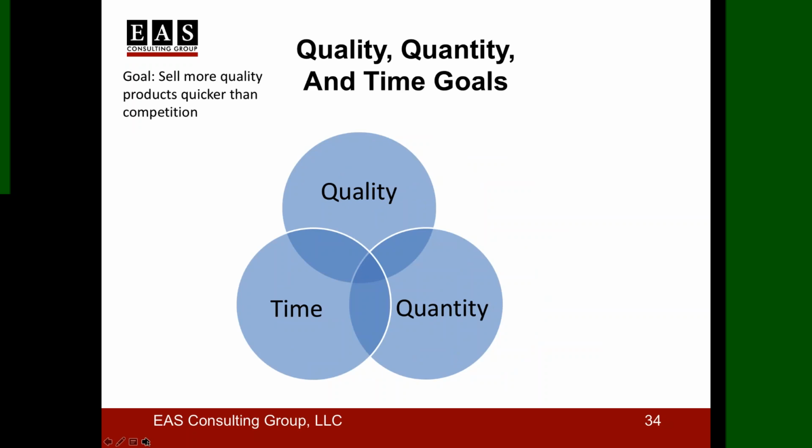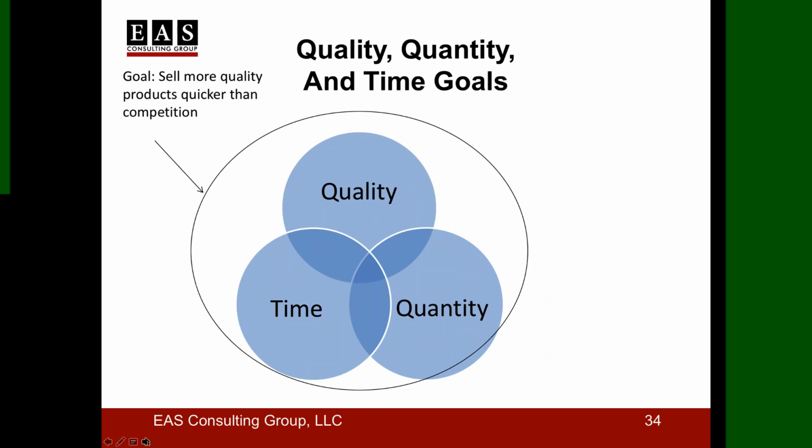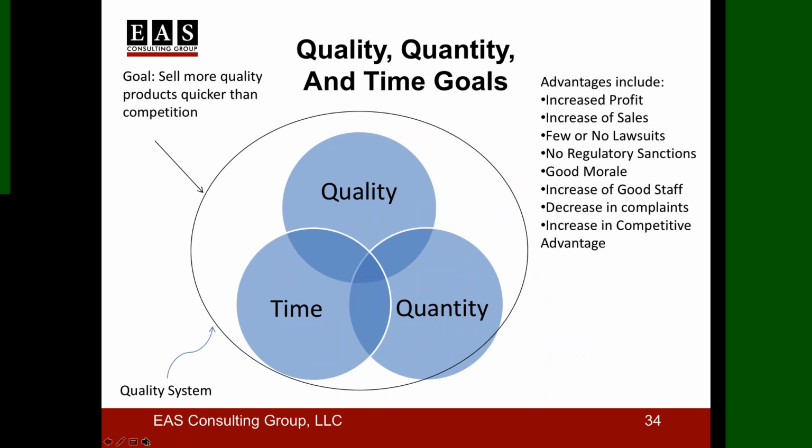If we decide to have all 3, that means sell more quality products quicker than the competition. So you have time, quality, and quantity. Therefore, that's really what a quality system is. And there are advantages, and you have no disadvantages. So as you can see, by picking all 3, balancing quality, quantity, and time together, that's really what a quality system is. Don't have any disadvantages.